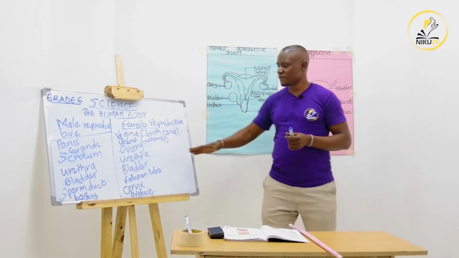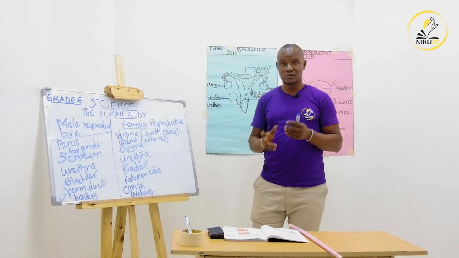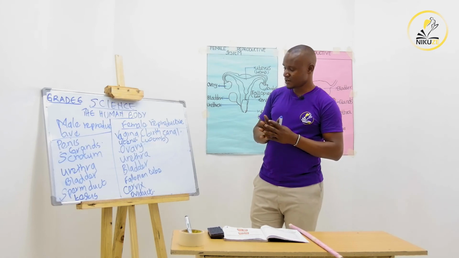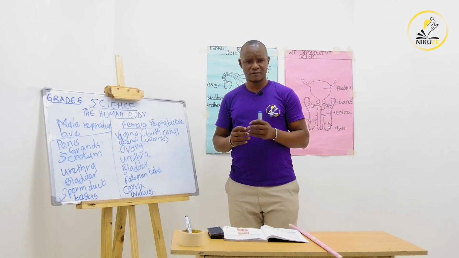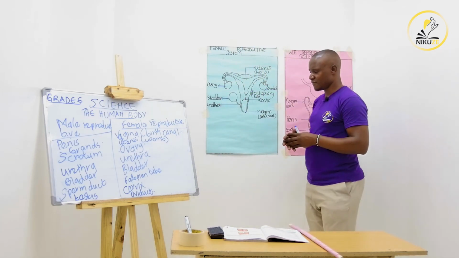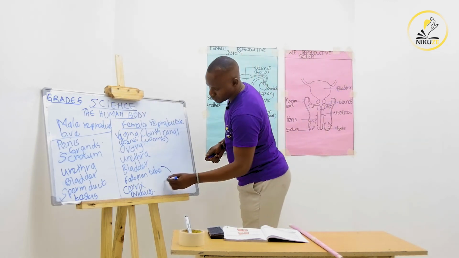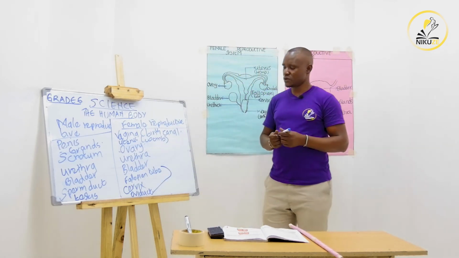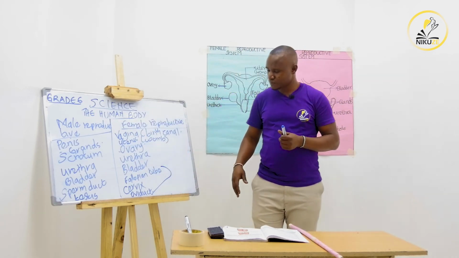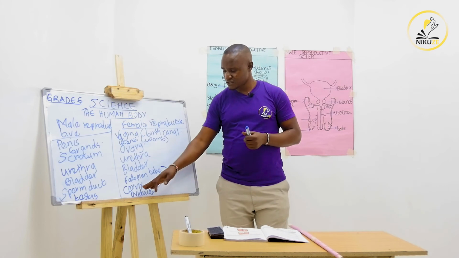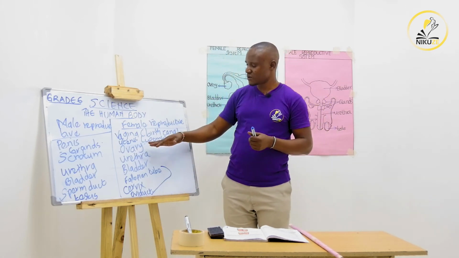Like when we talk of the uterus, the male does not have the uterus because the male does not carry babies. Then we also have got the fallopian tube. The male does not have the fallopian tube, but it is present in the female. Now what is the other name for the fallopian tube? It is also known as the oviduct. So we don't expect to see the male having the fallopian tube, and we also don't expect the male to have the cervix, neither do we expect the male to have the ovaries.